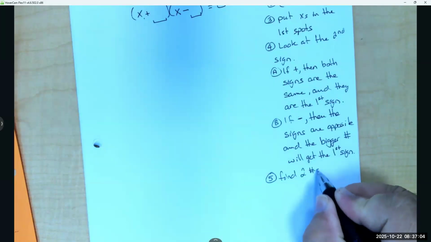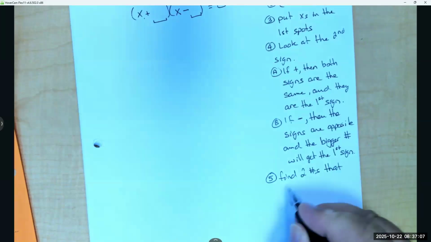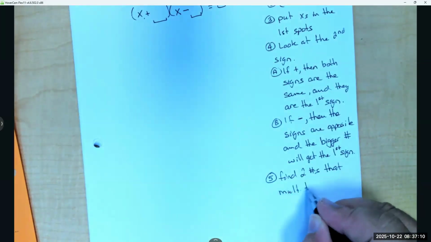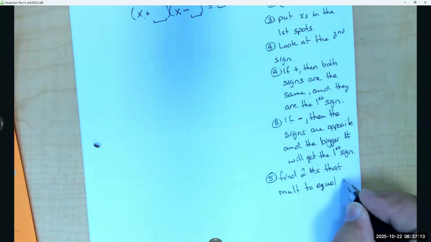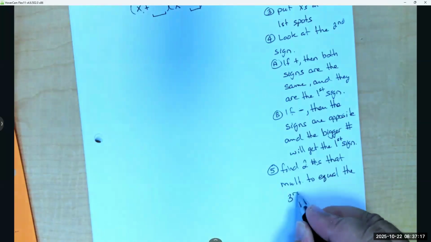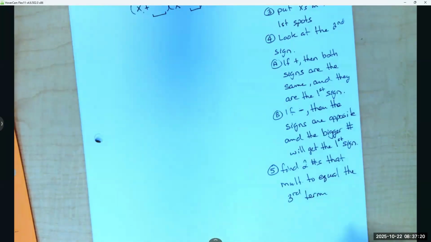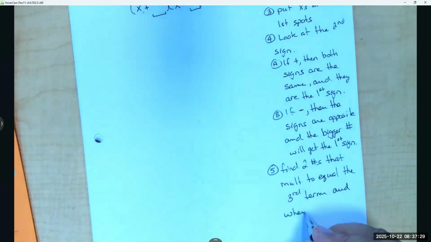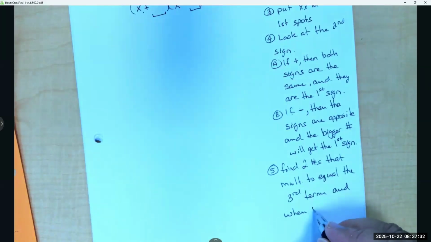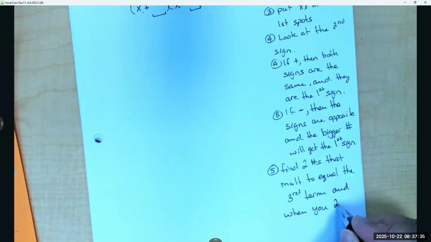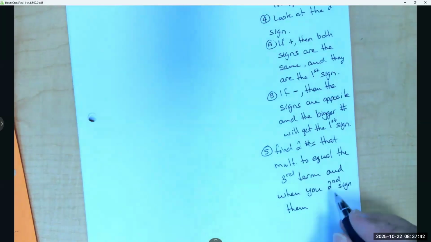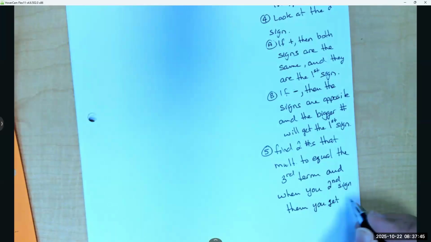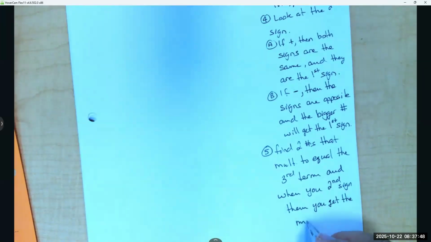Find two numbers that multiply to equal the third term and when you second sign them, you get the middle term.